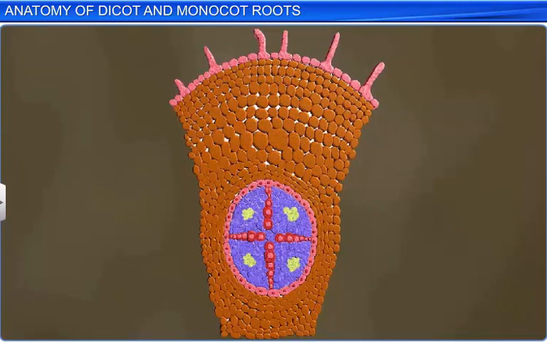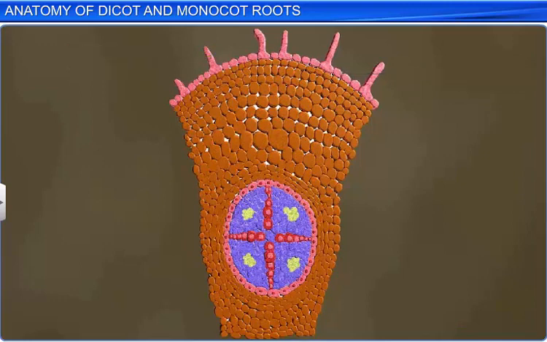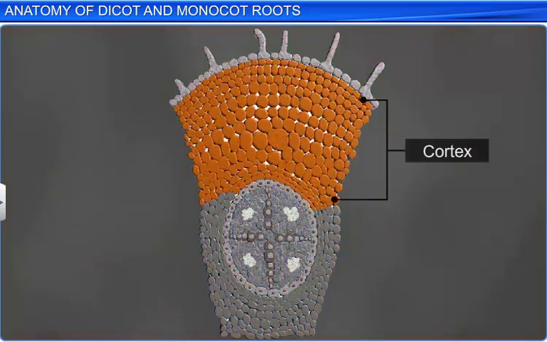The outermost single-layered tissue of the dicot root is called the epidermis. On the epidermis, you will also find some extended epidermal cells, which are unicellular root hairs. The epidermis is followed by cortex, which is formed of several layers of thin-walled parenchymatous cells. These cells have intercellular spaces.